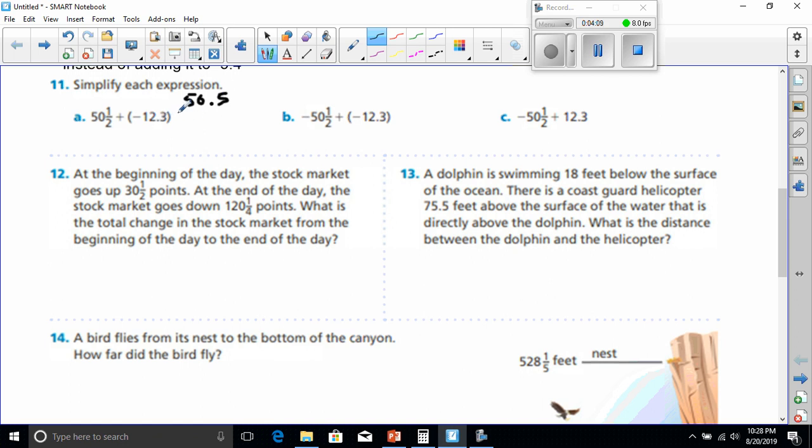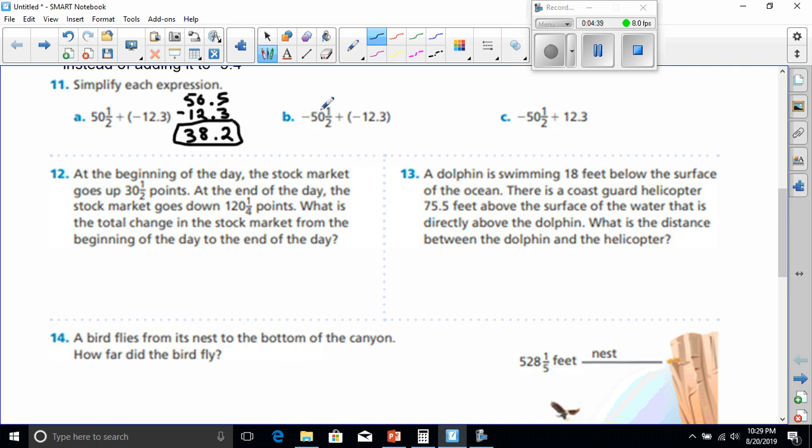minus 12.3. And if we combine these, we see that we have 2, 8, to borrow 1, and that'd be 38.2. Remember, when the signs are different, we take the big number minus the small number and keep the sign of the bigger number. So our answer is 38.2.